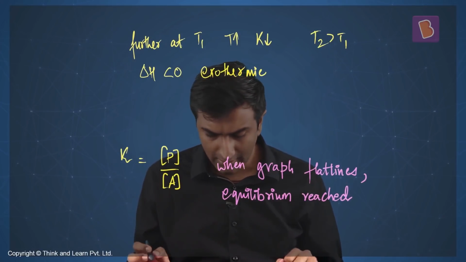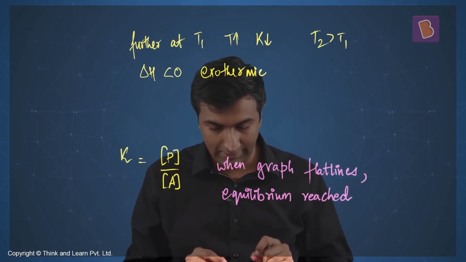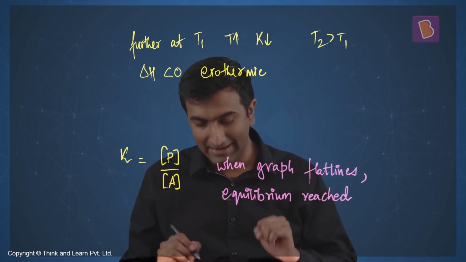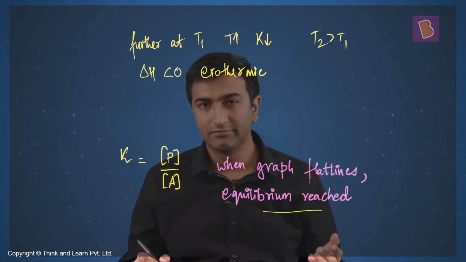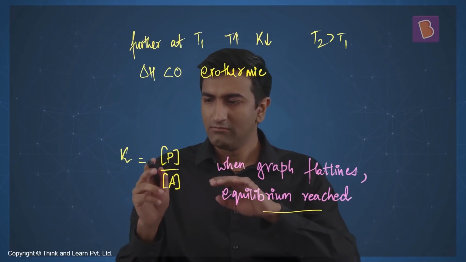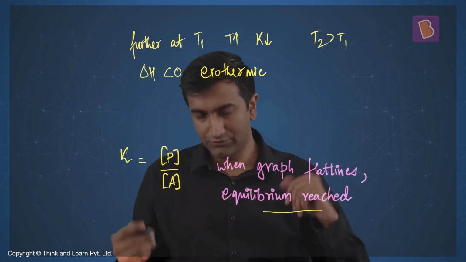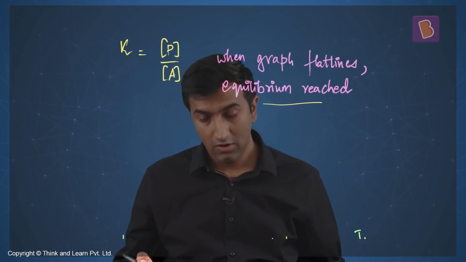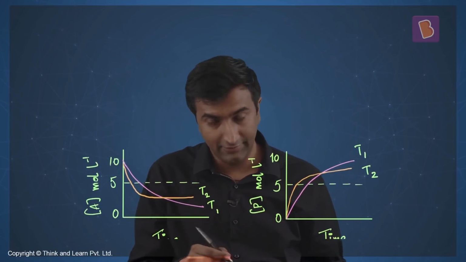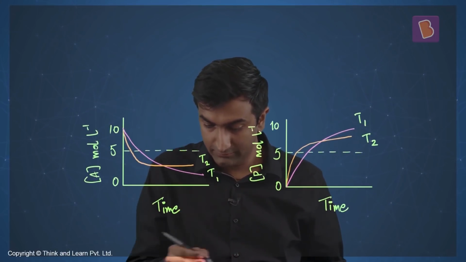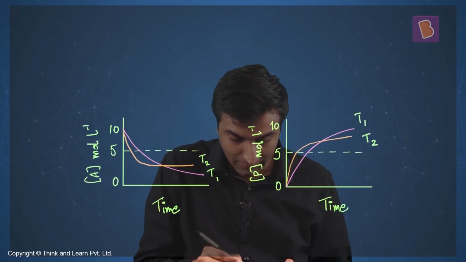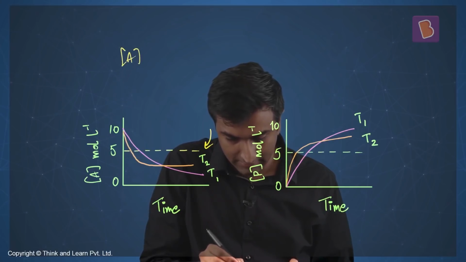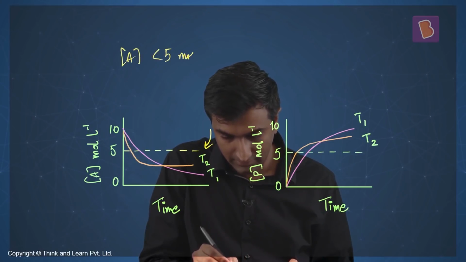So now what's next? K is simply going to be equal to P by A. And as the graph flatlines, equilibrium is reached. This makes sense, right? What do we mean by flatlines? The concentration stops changing. That's what equilibrium means. So what can I do over here? Well, I know for sure, looking at the graph again, that all of A is below 5. This is the 5 line. All the A concentrations are less than 5 mole per liter.